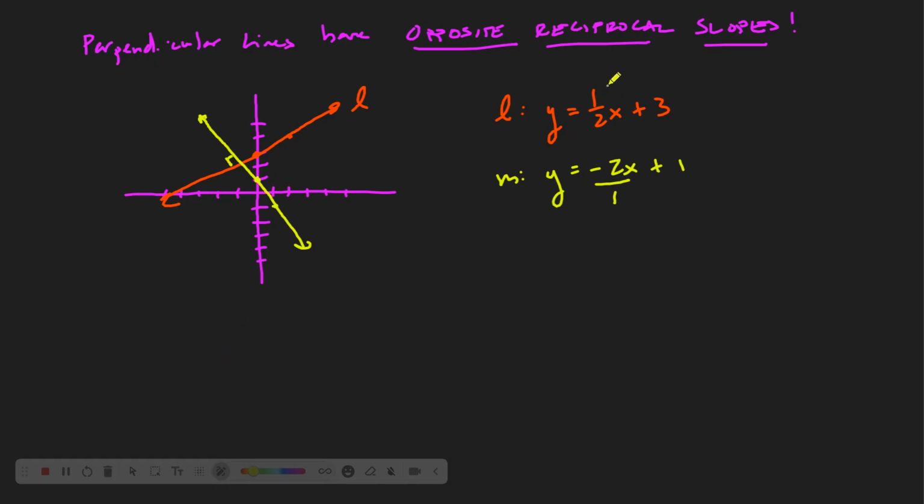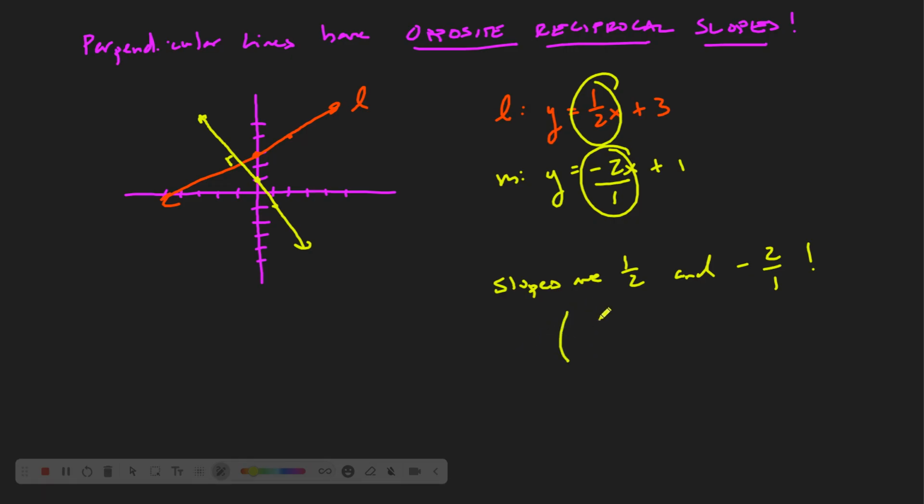So if we take a look at these two lines, the slopes are 1/2 and negative 2 over 1. Those are opposite reciprocals. Notice that one is positive and one is negative. And notice that one has the 1 on top and the 2 on bottom, and the other one is flipped. So your opposite reciprocals are like positive A over B and negative B over A. One's positive, one's negative, and reciprocating means we flip the fraction upside down.